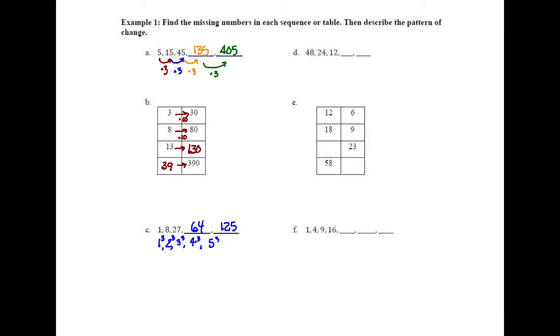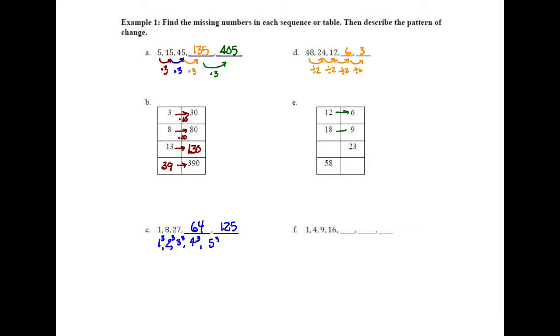Let's do ours over on this side. So on D, we're getting smaller every time. And because this is a multiply and divide section, let's try to divide. So to go from 48 to 24, you divide by 2. 24 to 12, you also divide by 2. So it looks like the pattern works. 12 divided by 2 is 6. 6 divided by 2 is 3.